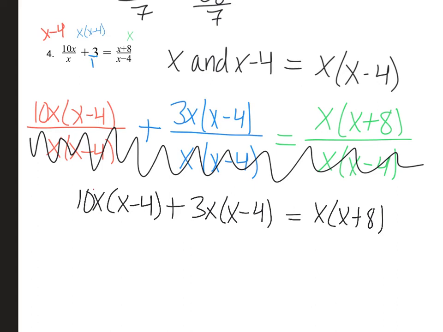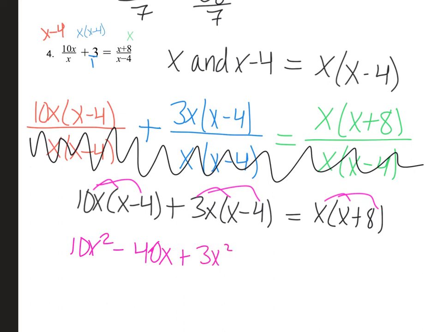So I'm going to distribute these, and these. So I'm going to have 10x times x. That's going to be 10x squared. And then 10x times negative 4 is going to be negative 40x. Right? And then over here, 3x times x is going to give me 3x squared. 3x times negative 4 is going to be negative 12x. And that's going to equal x times x is x squared. x times 8 is 8x.